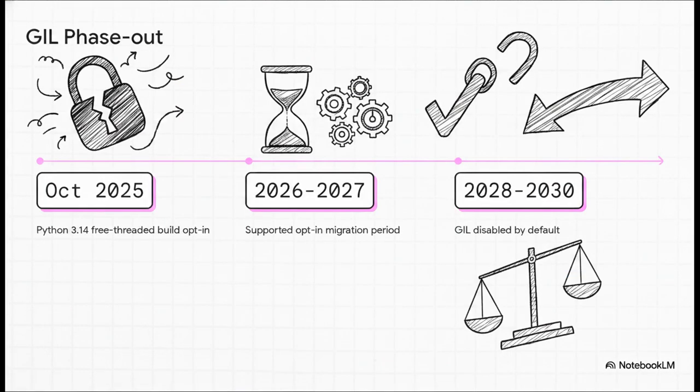However, the landscape is shifting right now. We are experiencing a monumental shift because the GIL is actively being phased out. Starting in Python 3.14, there is an official opt-in free-threaded build that completely rips out the GIL, replacing it with finer-grained internal locking and biased reference counting. We're looking at a multi-year migration where the GIL will eventually be disabled by default by the end of the decade. It's a real game changer.